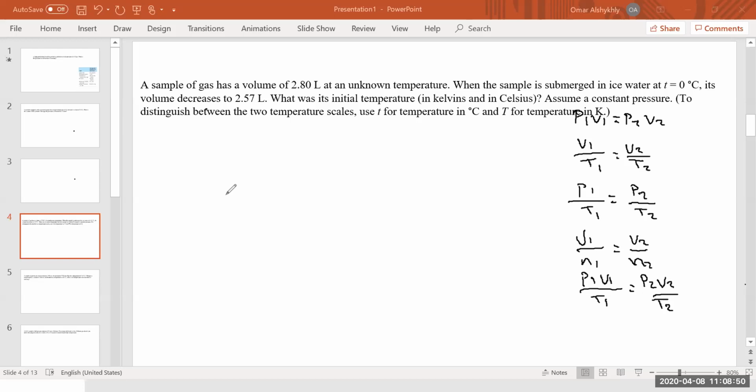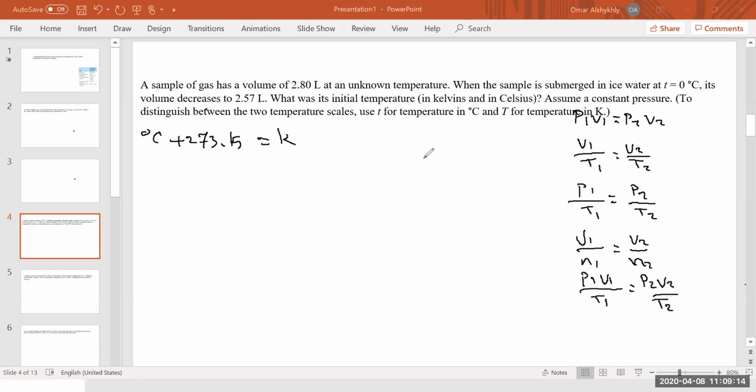To distinguish between the two temperature scales, use small t for the temperature in Celsius degree and capital T for temperature in Kelvin. Now guys, in this chapter's calculations or questions, always use the temperature in Kelvin, which is the Celsius degree plus 273.15 to get Kelvin.